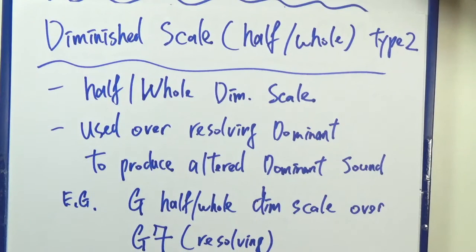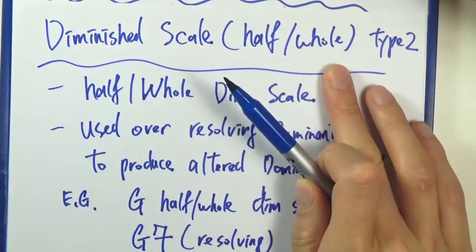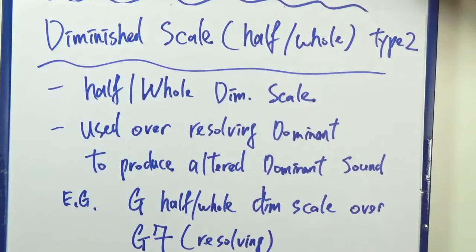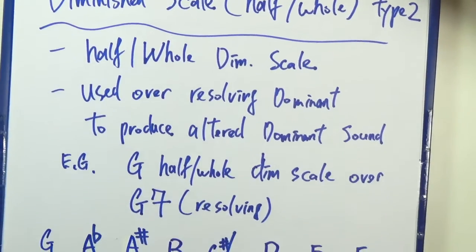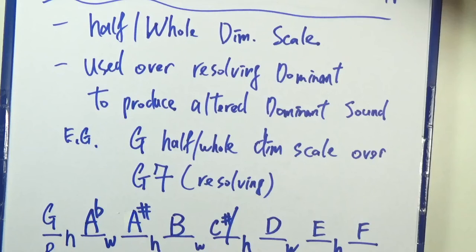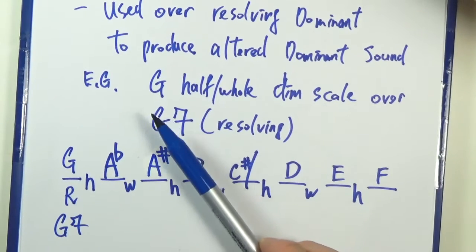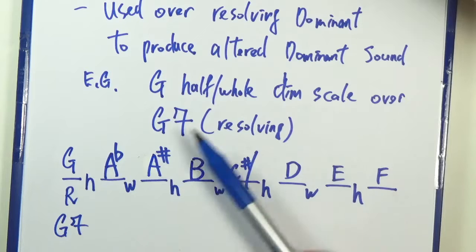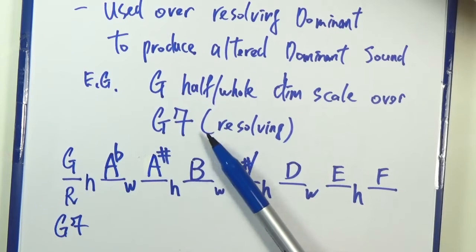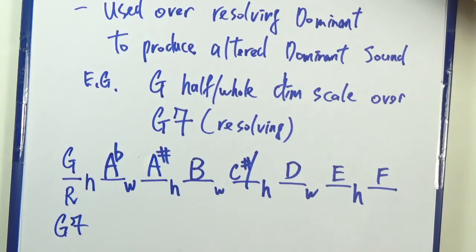So this is built from alternating half steps and whole steps. And it is generally used over resolving dominant 7 chord to produce an altered dominant sound. For example, we can use G half whole diminished scale over G7, which has to be resolving, and that would produce a G altered sound.